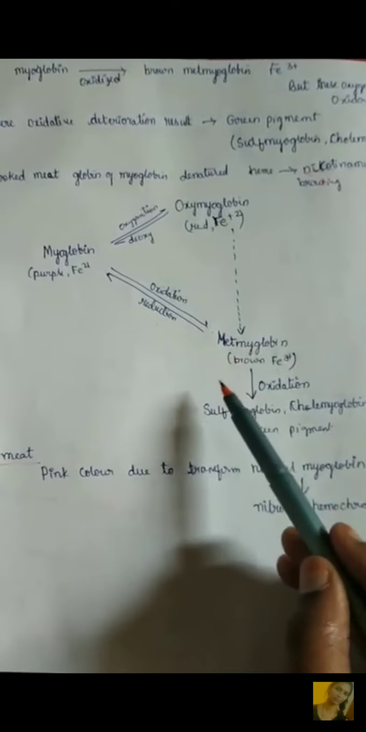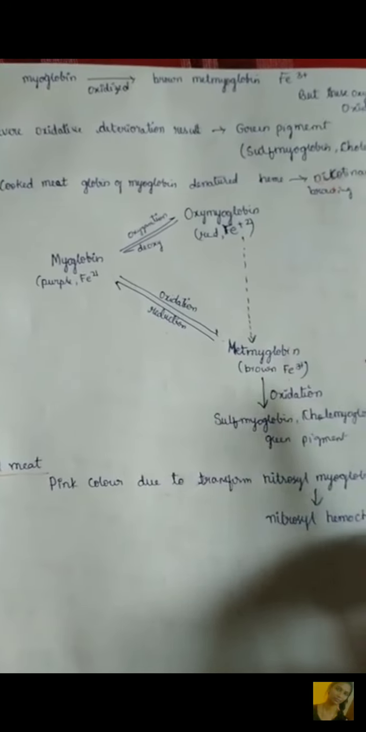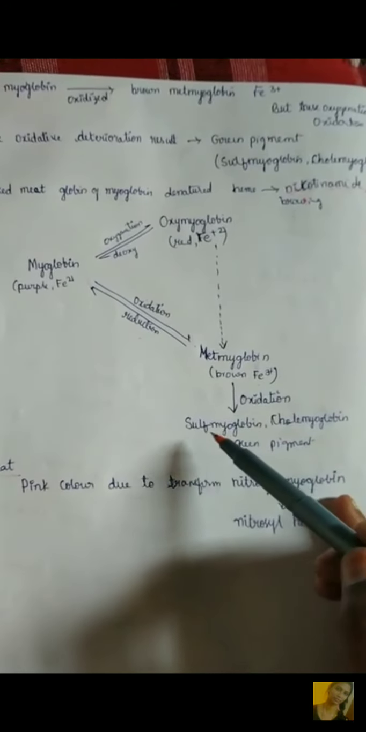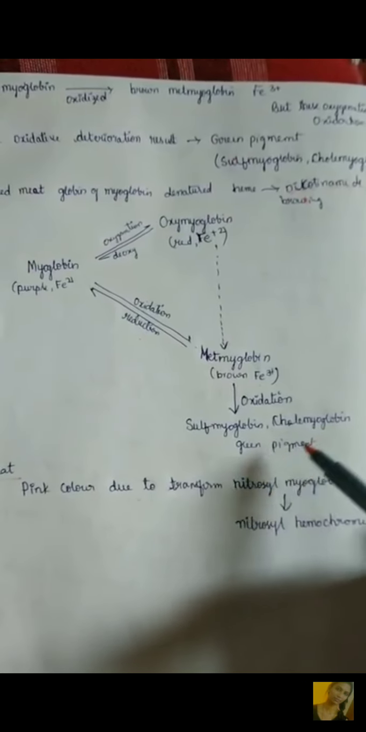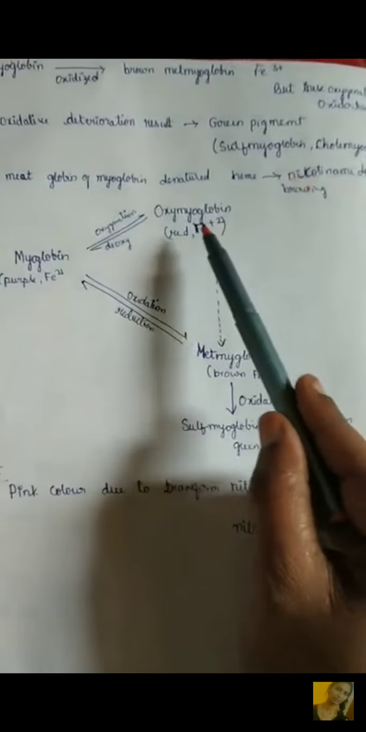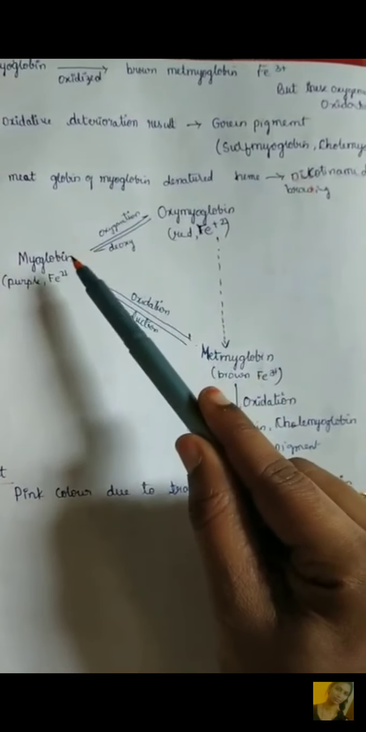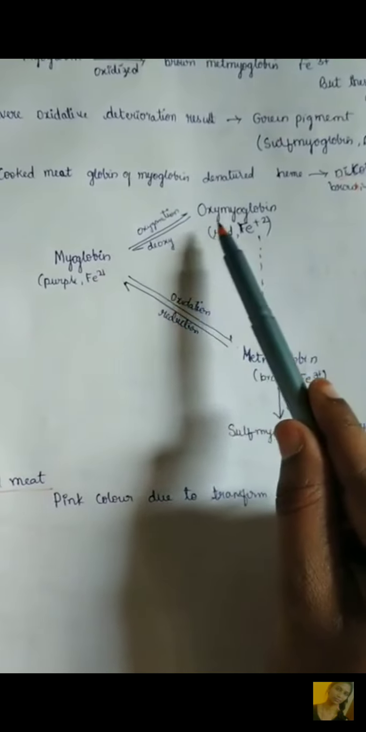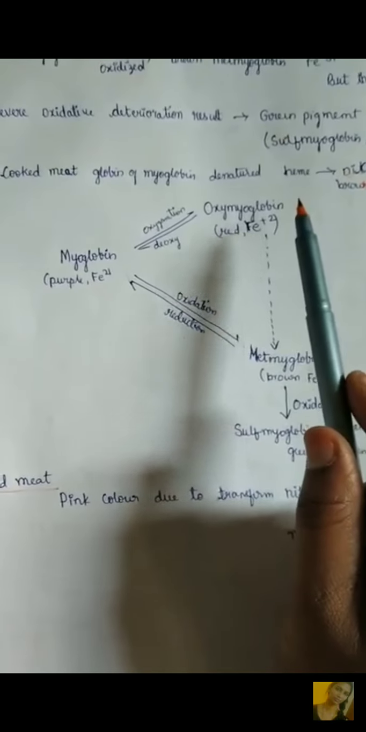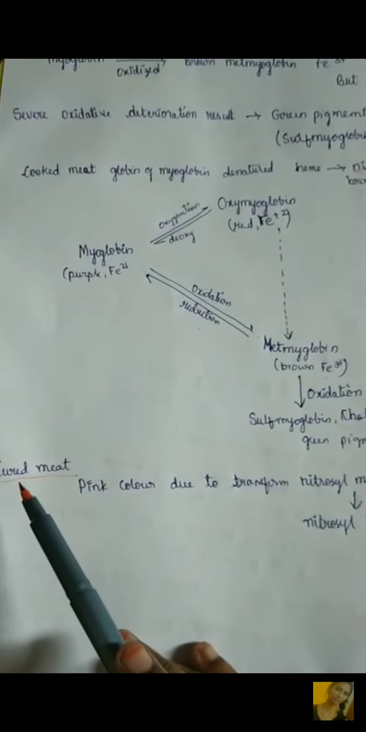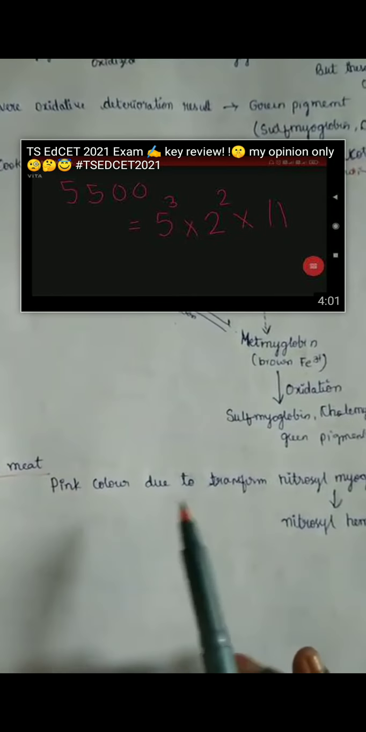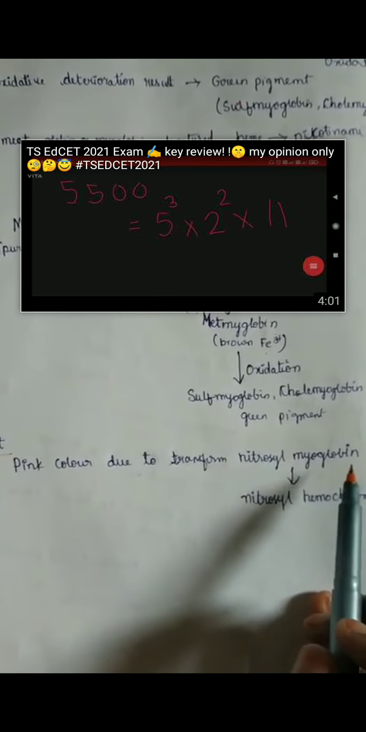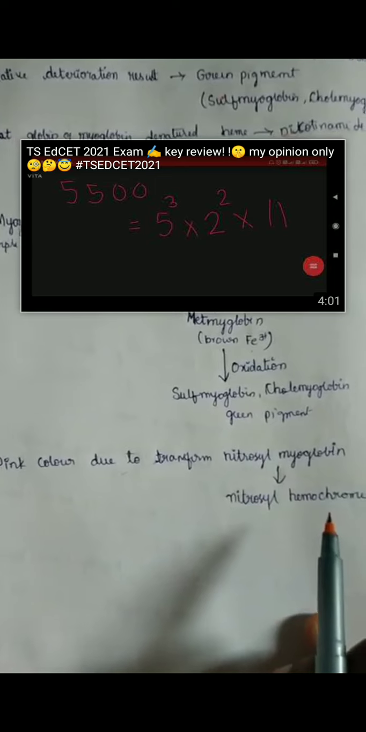On further oxidation, when the meat after cooking is left over and exposed to oxygen, then sulfmyoglobin or choleglobin, that green pigment, is formed. So the fresh meat which is having myoglobin should be exposed less to oxygen so that it will remain fresh. Then there is another meat called cured meat. The pink color of this cured meat is due to the transformation of nitrosyl myoglobin into nitrosyl hemochrome.